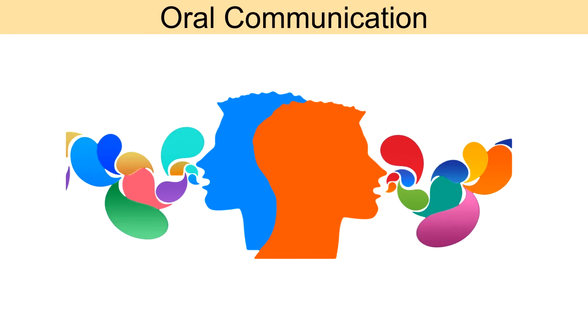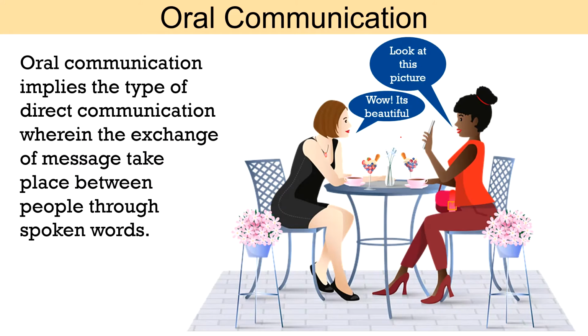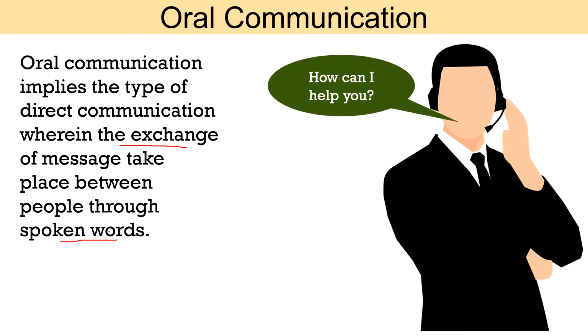Now we will look at its definition. Oral communication implies the type of direct communication wherein exchange of message takes place between people through spoken words. So this can be a talk, conversation, dialogue, discussion, speech, etc. Speaking and listening are the two main components of oral communication. It may take place through face-to-face communication or communication through electronic or mechanical devices.